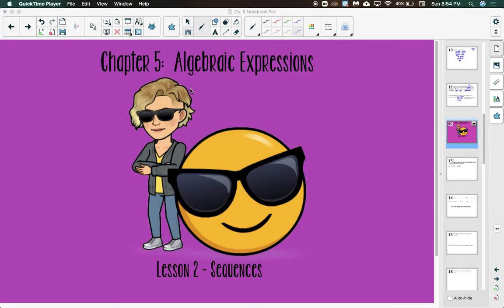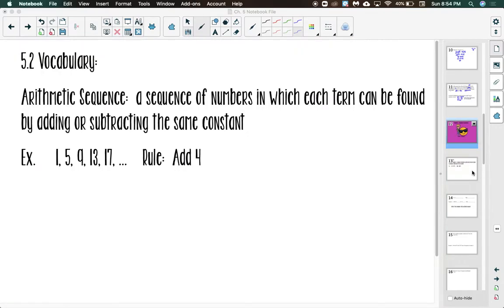Okay, 7th grade, here we are. It's lesson 2 in chapter 5. This is probably one of my favorite lessons to teach the entire year because we really get into some cool algebra in this lesson. So let's start off with some vocab.